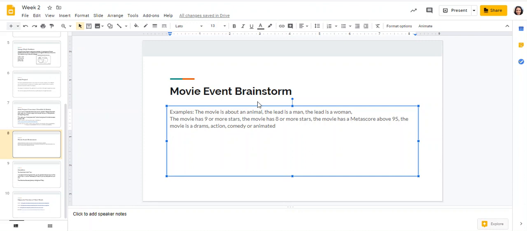So the examples we talked about were whether the lead is an animal, a man, a woman, the number of stars the movie gets, the metascore the movie gets, whether or not the movie is a drama or an action movie, or if it's animated. There were some other numbers on there as well, like how much money the movie grossed. So also, if you have your own ideas, please use those too. You need to choose 2 events, and then you're going to record how many are each event from the list of 50.